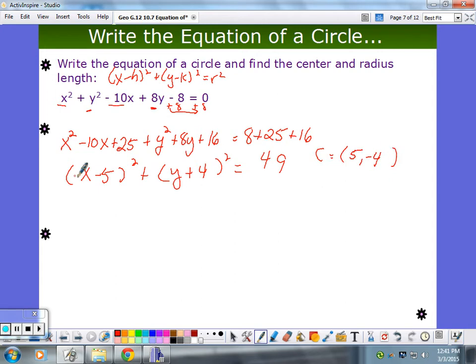-5, -4. That's x minus h, y minus k. That must have been a minus -4. That's what I got, my plus. And what's the radius?